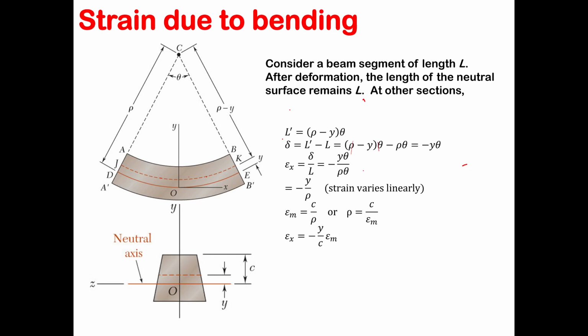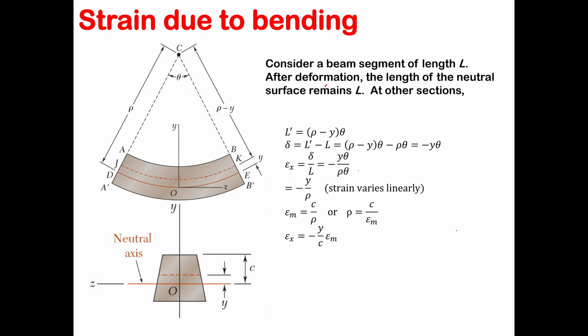These two will cancel out, right? And you are going to get negative y theta for deflection. So deflection is a function of the distance from your neutral plane as well as this angle. So based on this, we can actually find the strain.